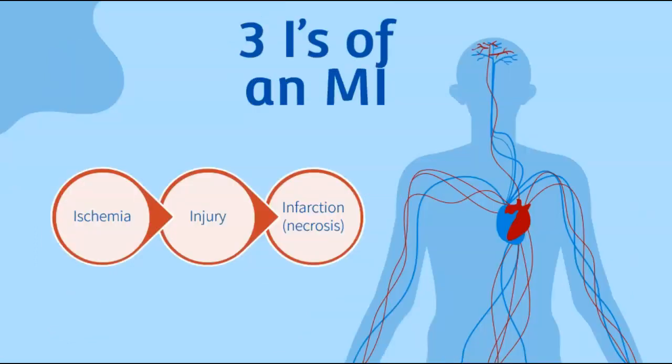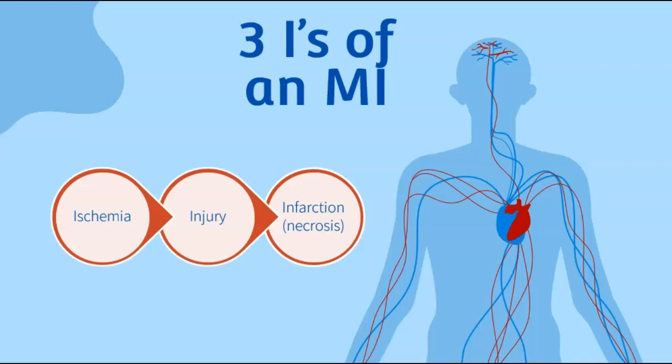The 3 I's of an MI. So an MI is going to go through 3 stages. The first stage is ischemia, which results from inadequate blood flow to an area of the heart and causes pain. The pain persists despite rest and nitroglycerin. The patient will need treatment without delay to prevent permanent damage to the tissue.